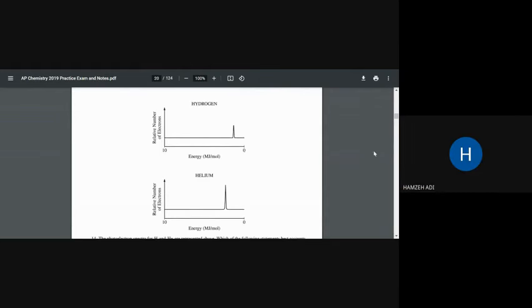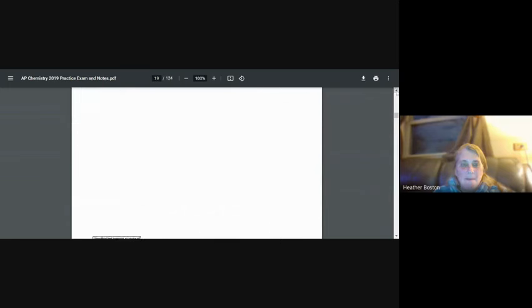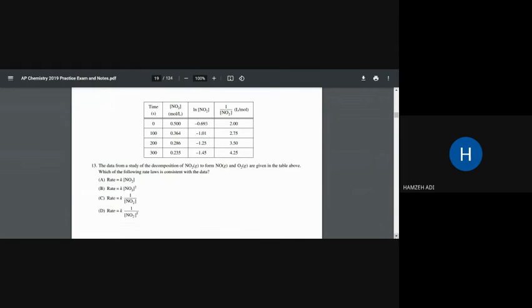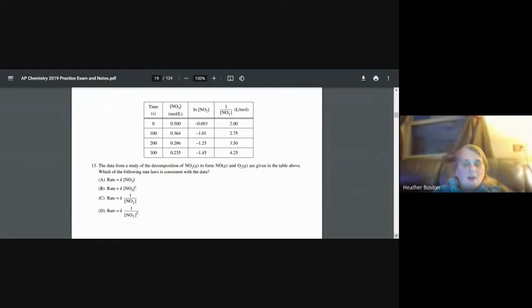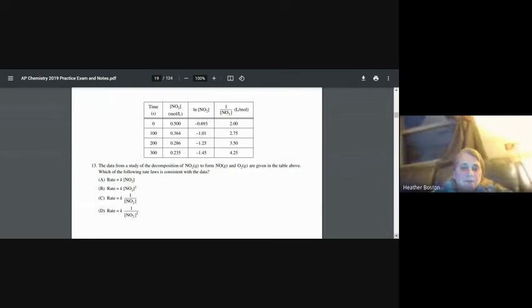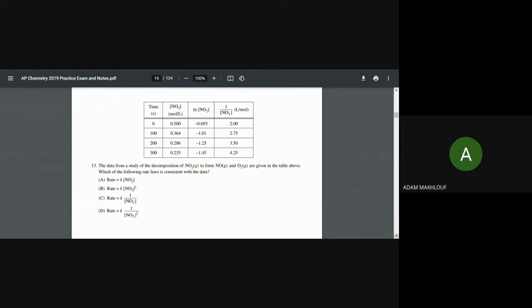Wait, the correct answer is what? B. B? I thought it was C. Wait, so you said because you flipped the reaction and that's how you got B? No, because we're looking for even increments between the data points. Do you see what I mean by even increments? Yeah, but I saw 1 over NO2. You're seeing it as the graph version. But if we put it in the rate law formula, it would be to the power of 2.